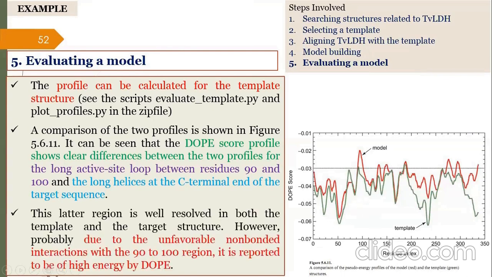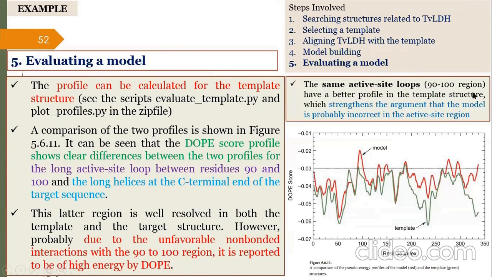So the latter region is well resolved in both the template and the target structure. However, probably due to unfavorable non-bonded interactions between, यहाँ पे जो non-bonded interactions हैं, it is reported to be high energy by the DOPE. So इसकी energy बहुत ज़्यादा है यहाँ पे और इसके बाद ठीक है. And the same active loop has a better profile in the template. So active loop का profile जो है वो यहाँ पे अच्छा है, ठीक है.